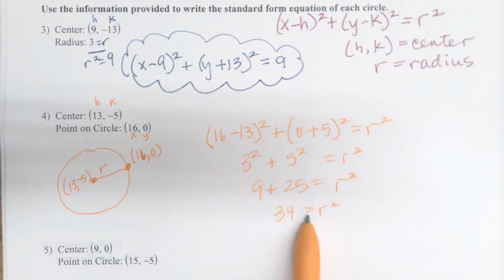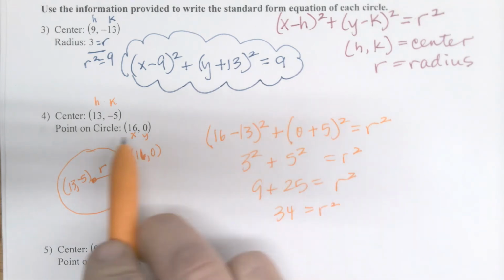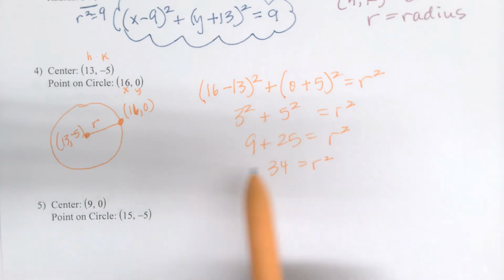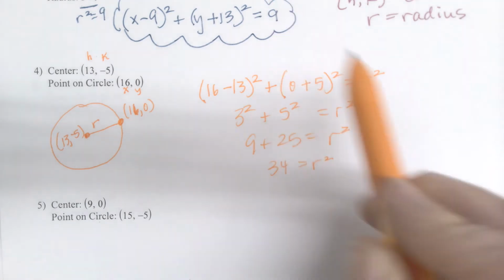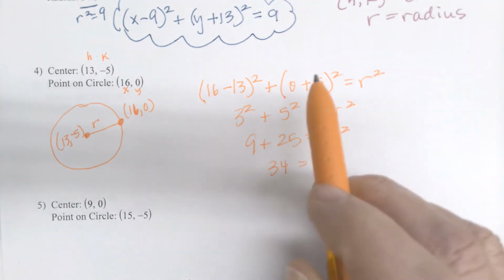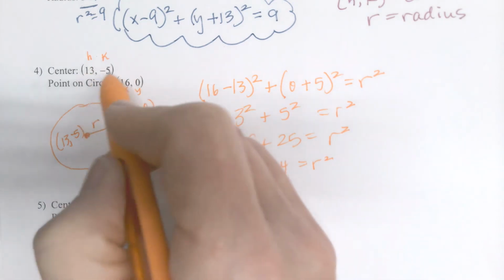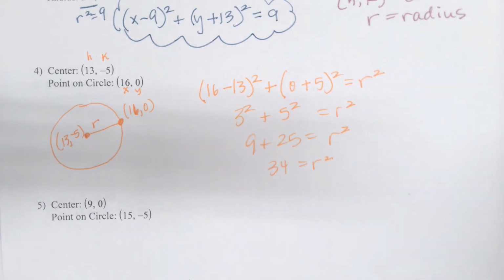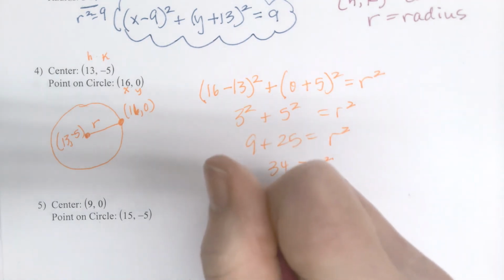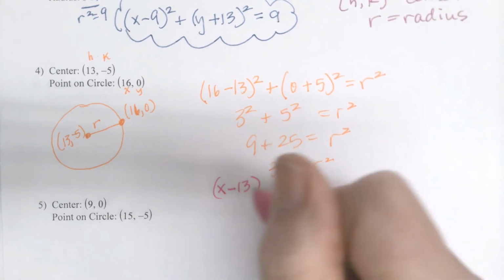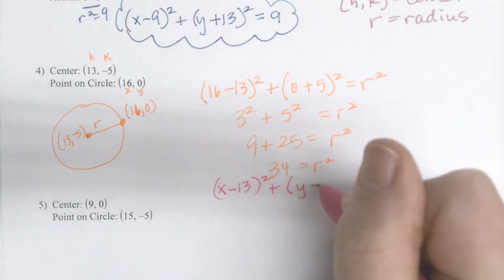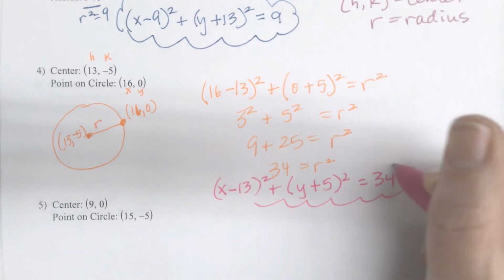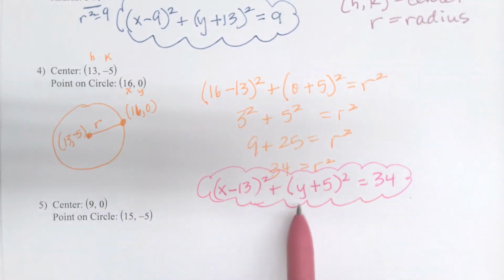Now what I have to remember is that this is just my radius squared, and I need to write the equation of a circle. So even though I feel like I've done a lot of work, I'm not quite done with this problem yet, because all I've done is found r squared. I don't need to go back and find r. I want to use r squared because that's what the formula of the circle is. So I'll go back to my center and my radius squared and put those all in. So this becomes x minus 13 quantity squared plus y minus negative 5 quantity squared equals 34. And that's my final answer on that particular problem.